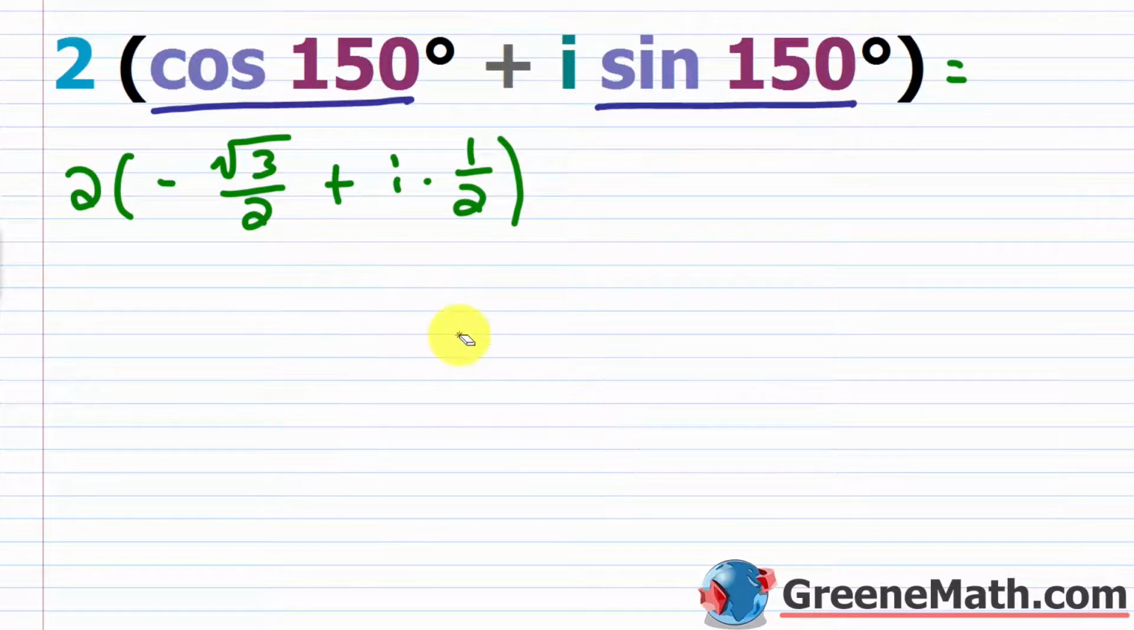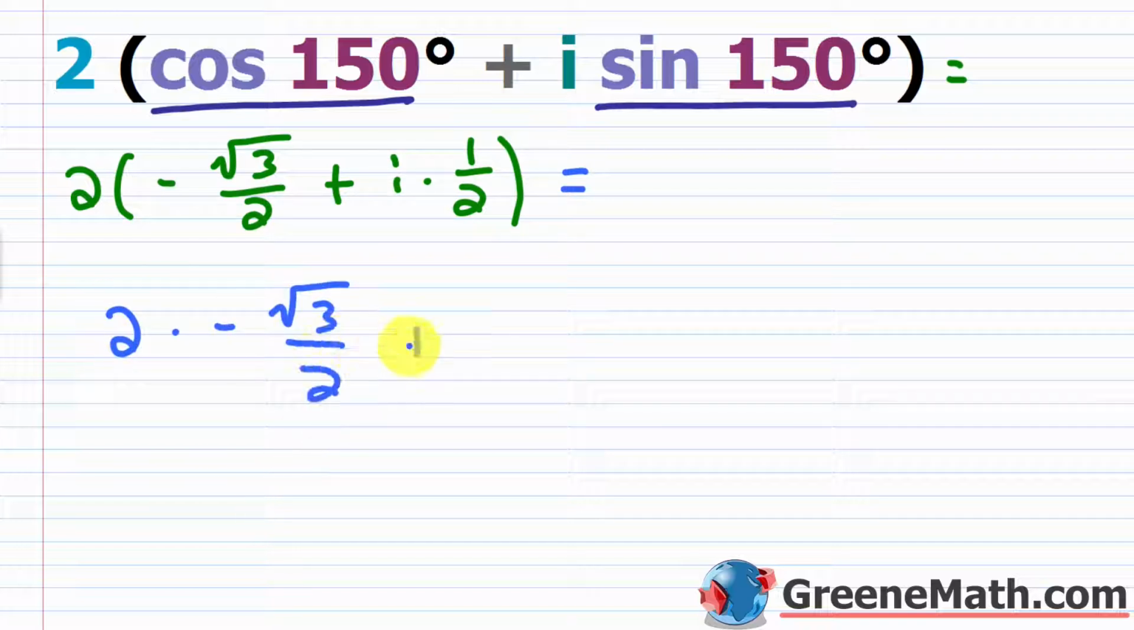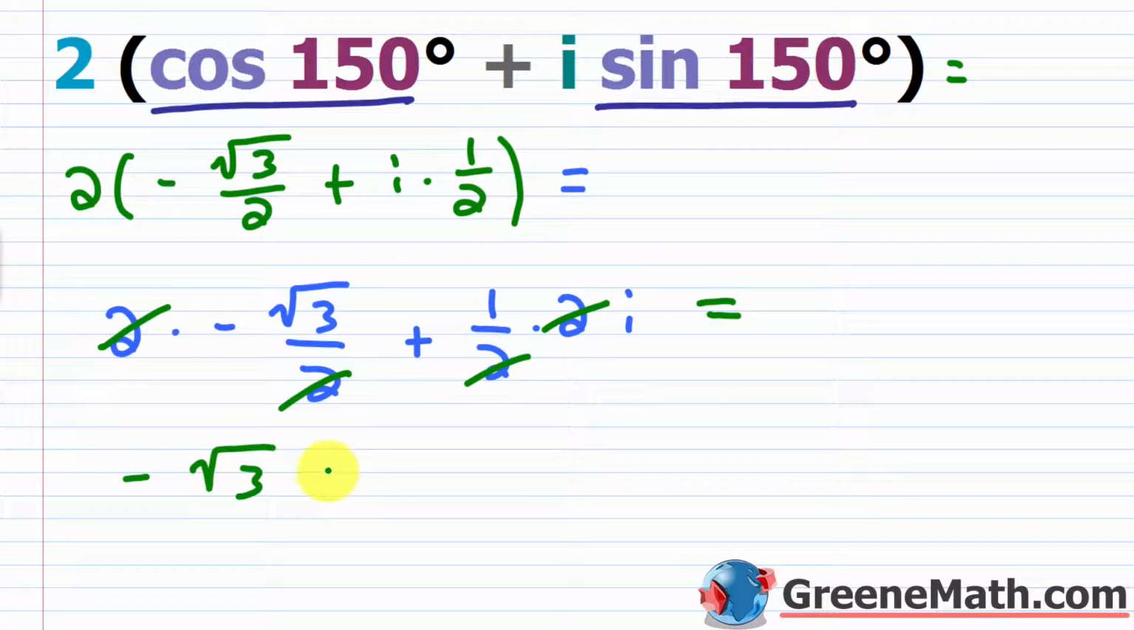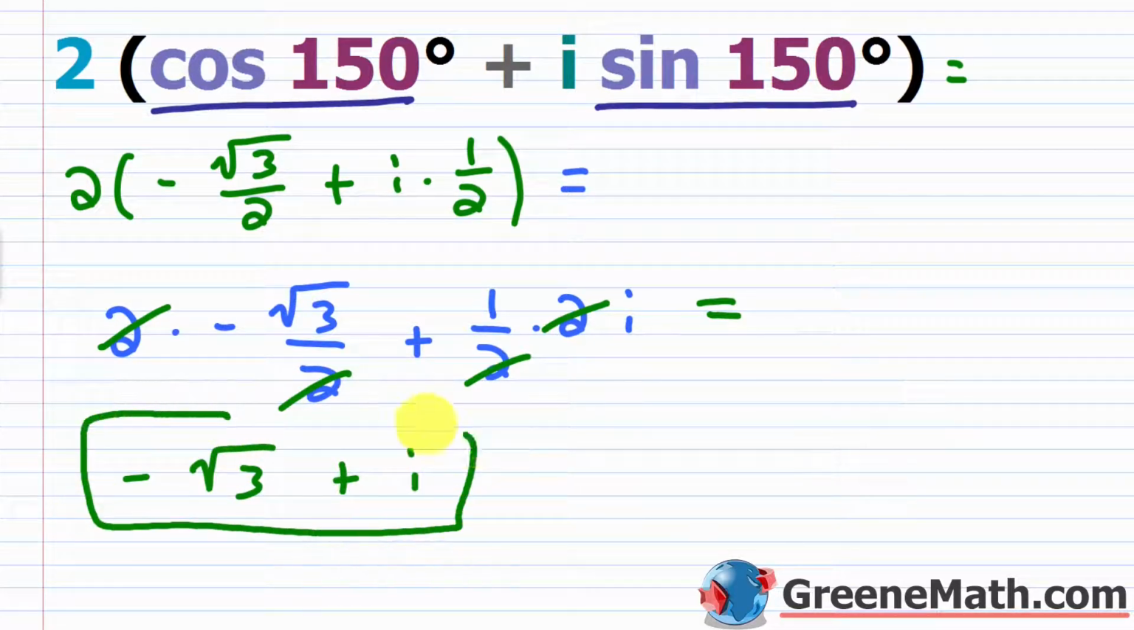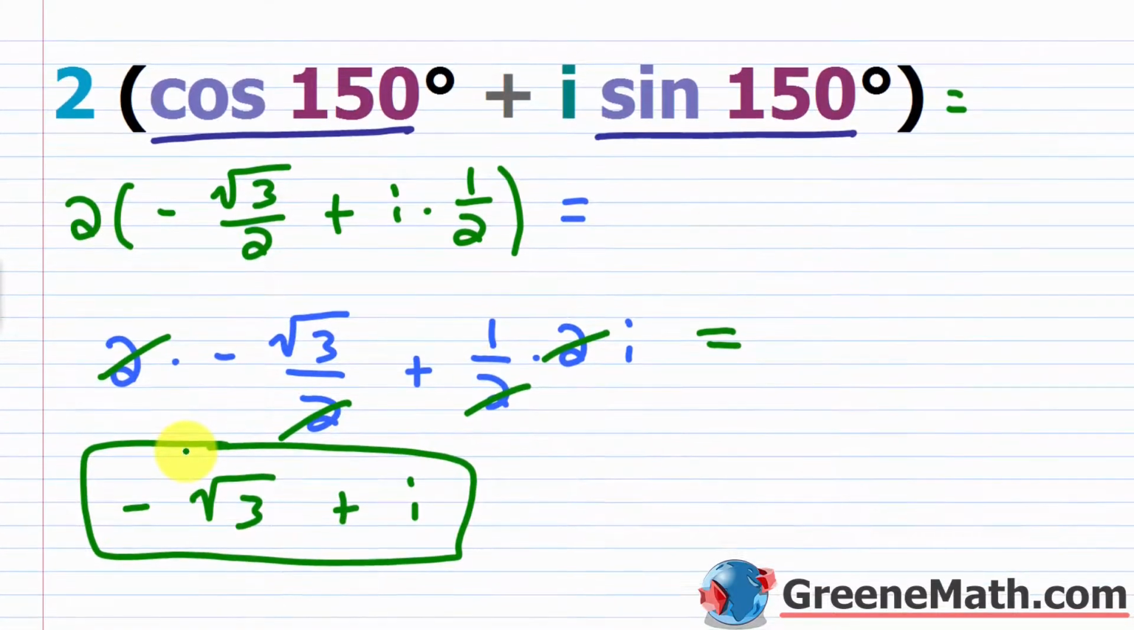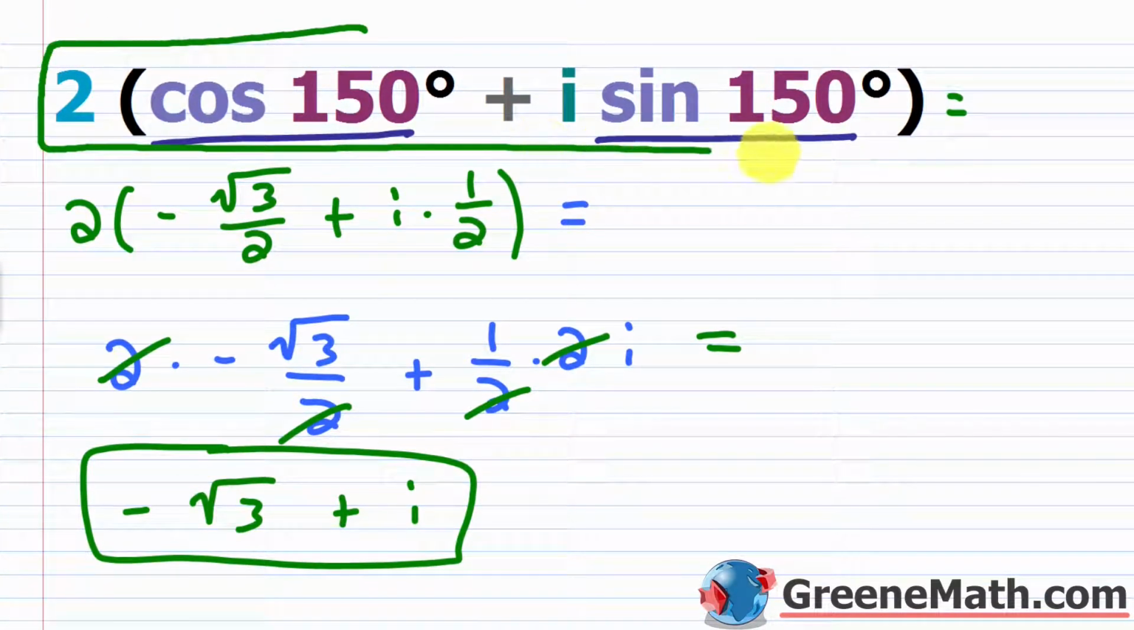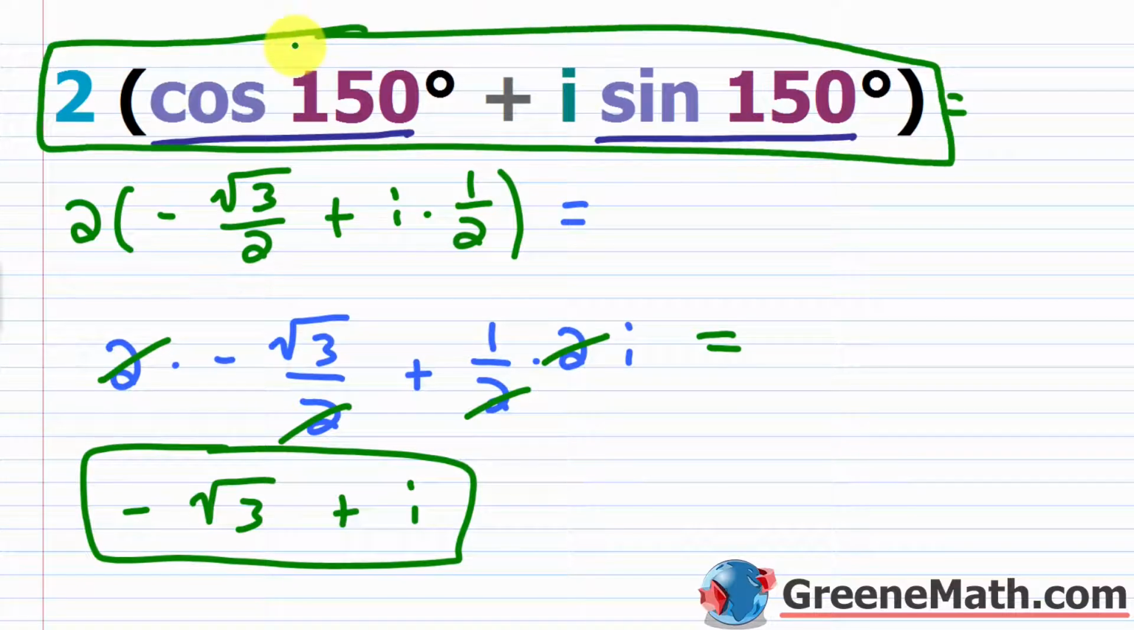And now I'm going to distribute the 2 to each term inside the parentheses. So I would have 2 times the negative of the square root of 3 over 2, and then plus 1/2 times 2, and then you can do times i, okay? So basically we see that this would cancel with this, and this would cancel with this. And in my rectangular form, I have the negative of the square root of 3, basically plus 1i, or you could just say plus i, okay? So this is my rectangular form, or my standard form. And again, this right here is the polar form, or some people call this the trigonometric form.